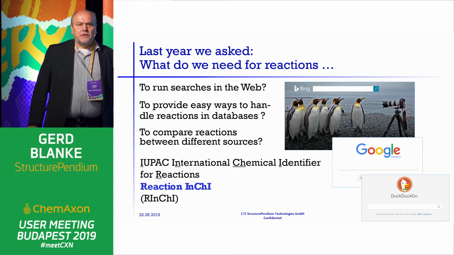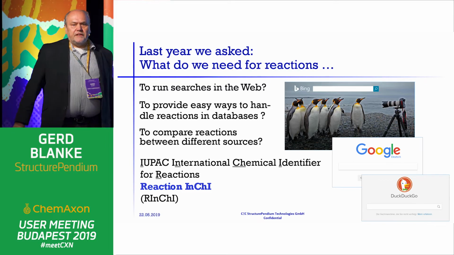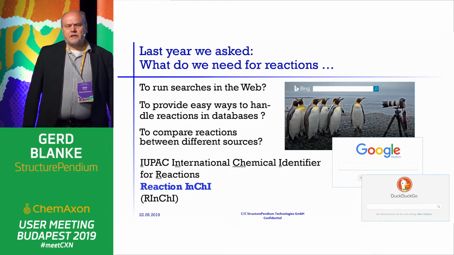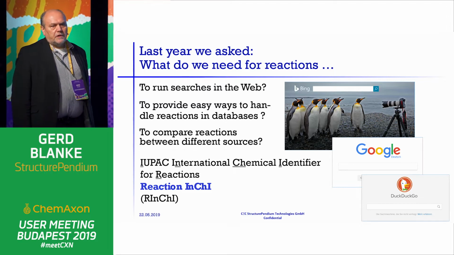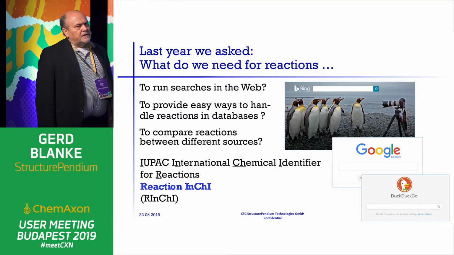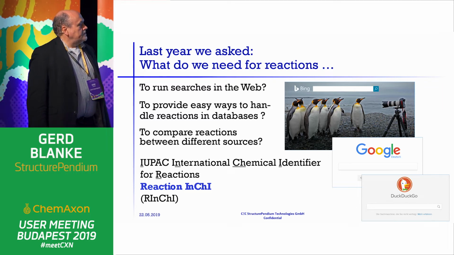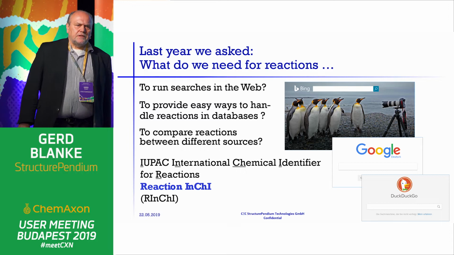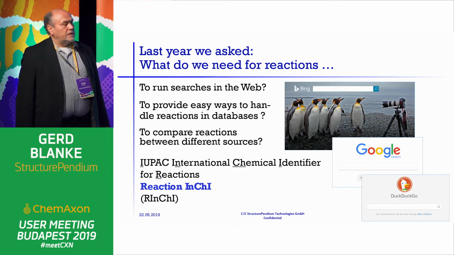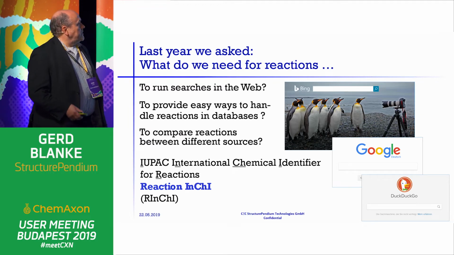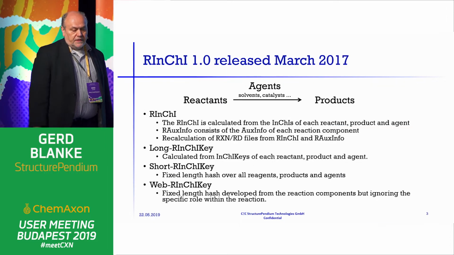But let's start with what reaction InChI is and what I presented last year. The original idea of InChI was how we can search chemical structures on the internet in a vendor-independent way. Development of InChI started around the year 2000, and around 2010 it scaled up, and most of the databases have now got an InChI connector. Slightly later, in 2008, the discussion about reaction InChI started. There was a reaction InChI prototype in 2011, and the first release in 2017. The major purpose was really to have a string for searches on the net.